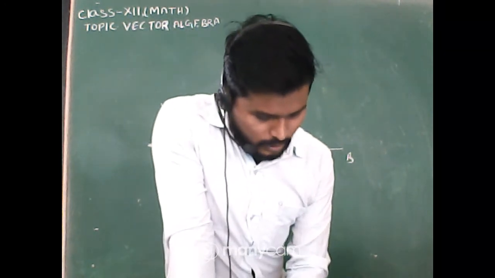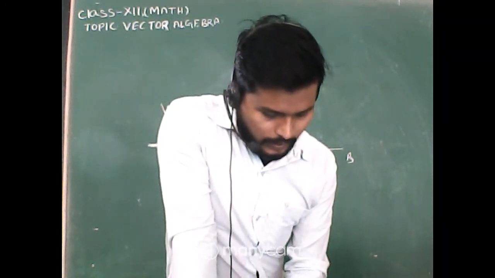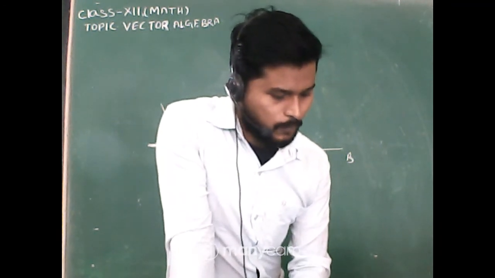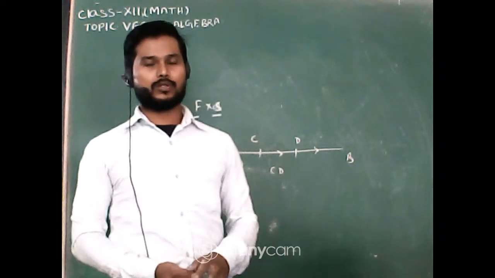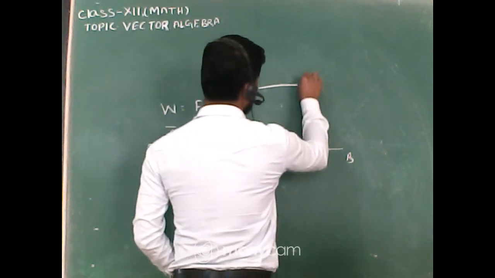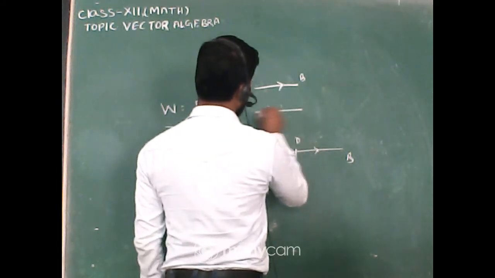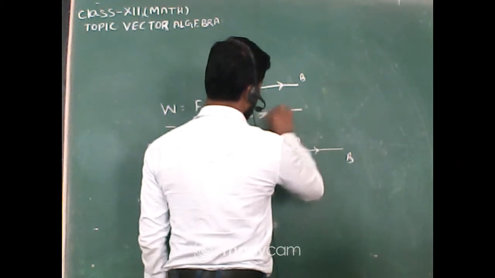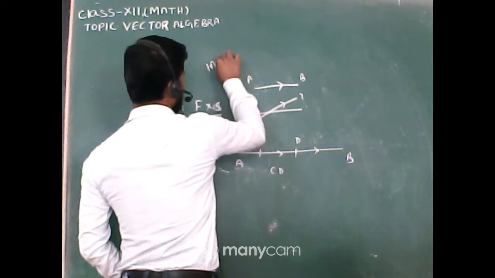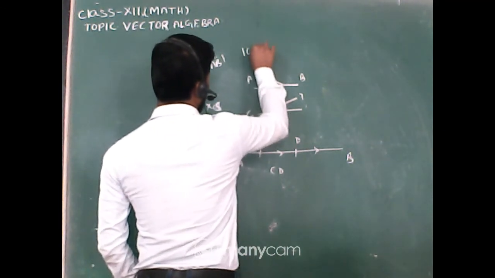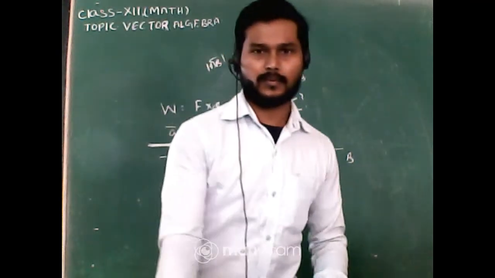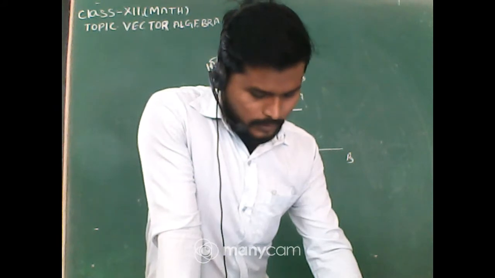Now question number 3. Two vectors having the same magnitudes are collinear. Is it true? It may not be. Suppose there are two vectors, one vector is AB and one vector is CD, like this. The magnitude of AB and the magnitude of CD are equal, but they may not be collinear. So this is also false.